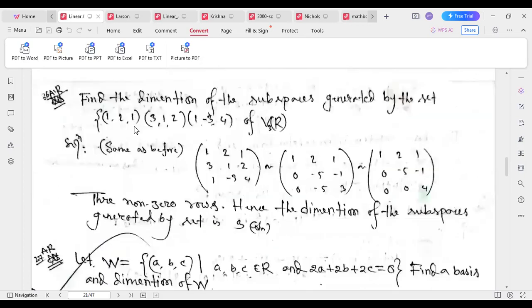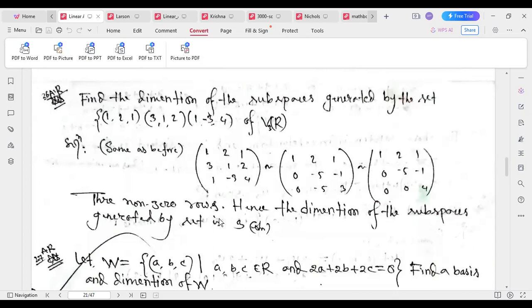Now find the dimension of the subspace generated by the set (1, 2, 1), (3, 1, 1) and so on. That means same as before. This is the first vector, first row, second vector, second row, and third vector, third row. Then this 3 cross 3 matrix, now solving by echelon form, multiplying 3 with first row and subtracting from row 2, we get this, and subtracting from row 3. So we get this one.